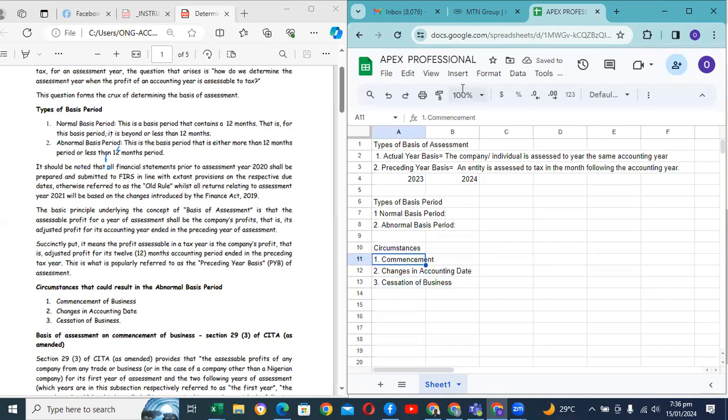The first one is commencement of business. The second one is what? Changes in accounting date. And the third one is cessation of business. So let's start with the first one, commencement of business.